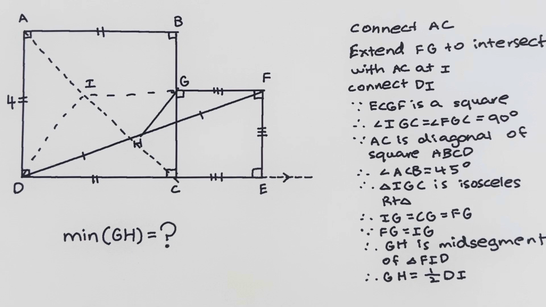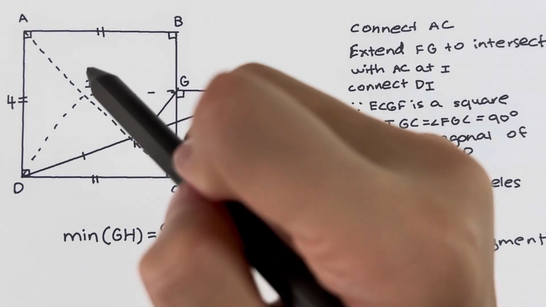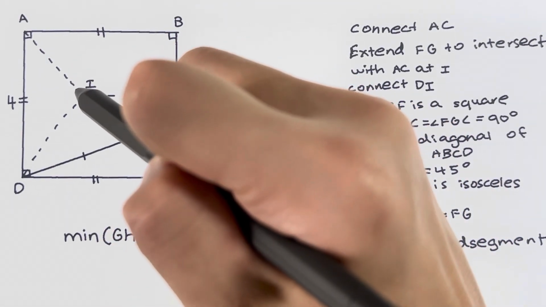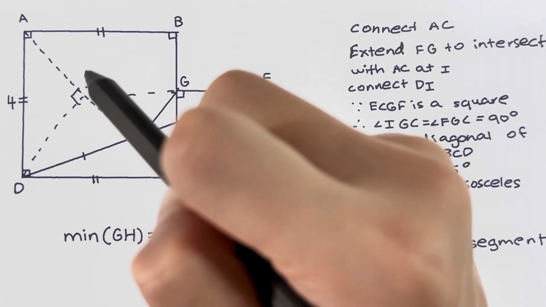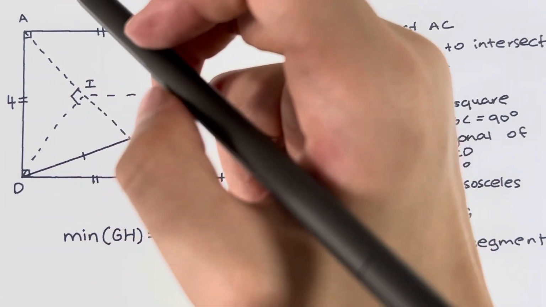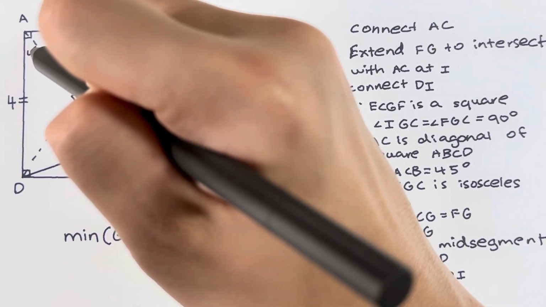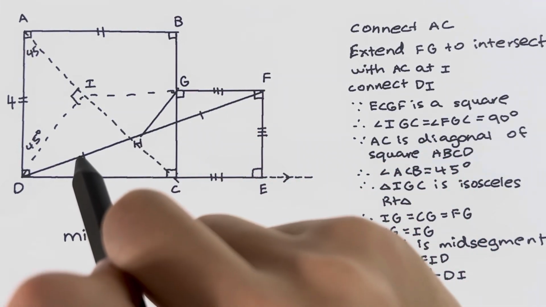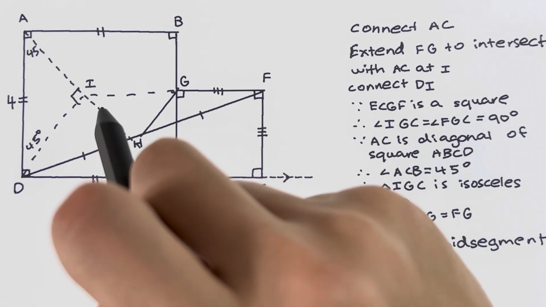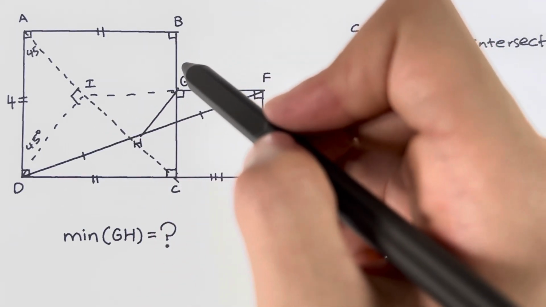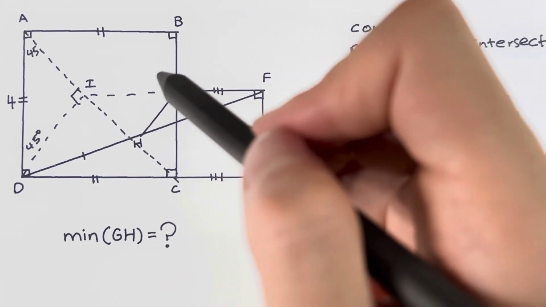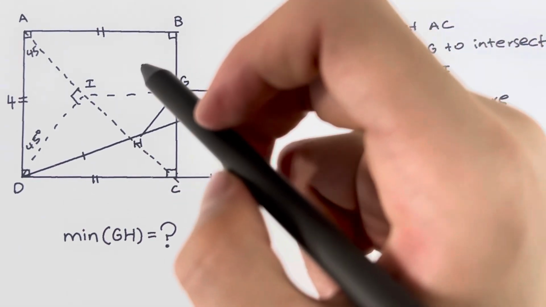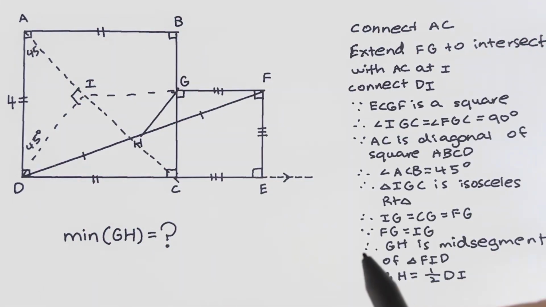So we already know that DI is minimized when it's perpendicular to AC. So when angle AID is 90 degrees, then DI is minimized. And then we already know that by the property of diagonals, these are both 45 degrees. So we'll know that triangle ADI is an isosceles right triangle. And then the ratios will be 1 to 1 to square root 2. Since AD already equals to 4, so DI equals to 4 over square root 2.